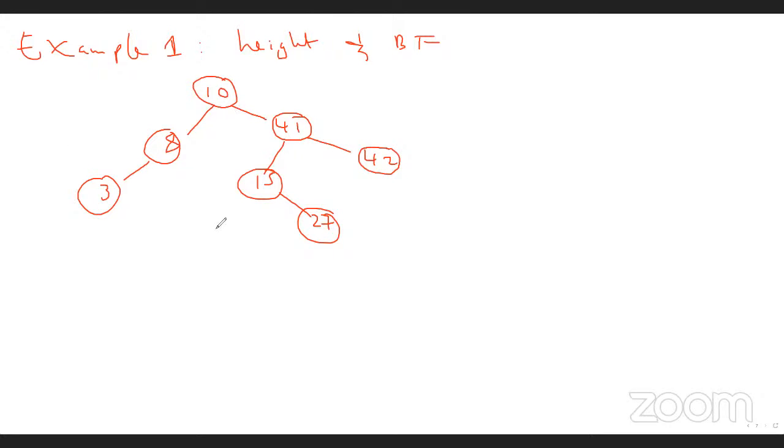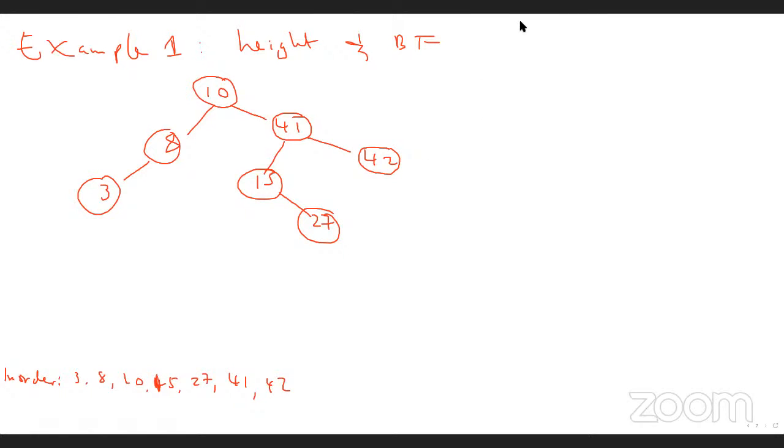That's a BST tree. Just to make sure that we know what we are doing, let's do an in-order traversal. If we were to do an in-order traversal on this tree, could you tell me what the values will be? Well, we know an in-order traversal will sort out the tree. So we'll go to 3, then 8, then 10, then 15, then 27, then 41, and then 42. So an in-order traversal would sort out the tree for us, so we know that the tree is actually correct.